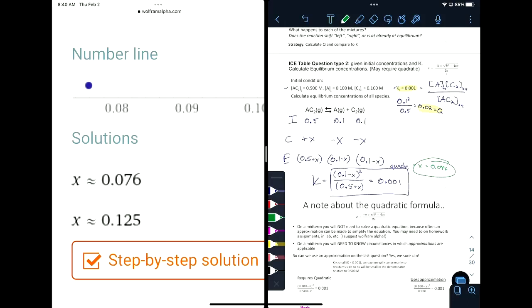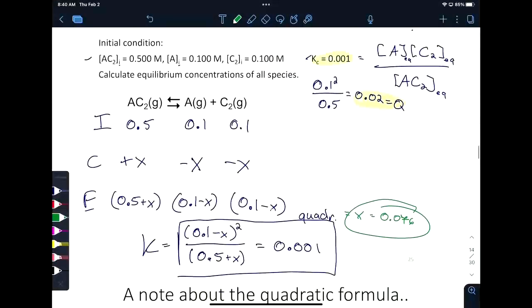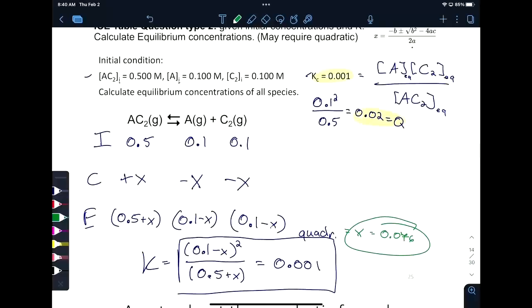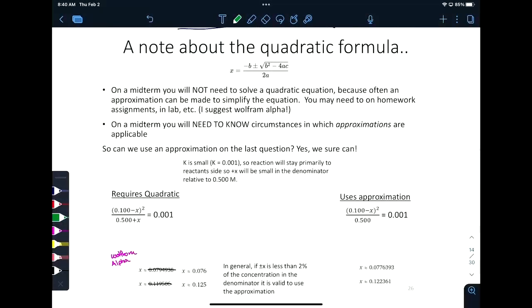The quadratic formula will take you way too much time on the exam. So I'm going to teach you a trick here where we use our chemical intuition. So let me go back here. Okay, so it's here. Note about the quadratic formula: we will actually never put a question on the exam where you have to use the quadratic formula. You can always use an approximation, but you need to know what approximation you can make. So the problem here, why we need the quadratic formula, is because we have an x term in the numerator and the denominator. That's the problem. Once it gets like that, it's harder to solve.